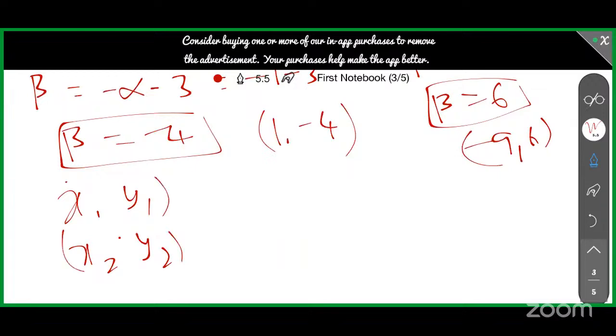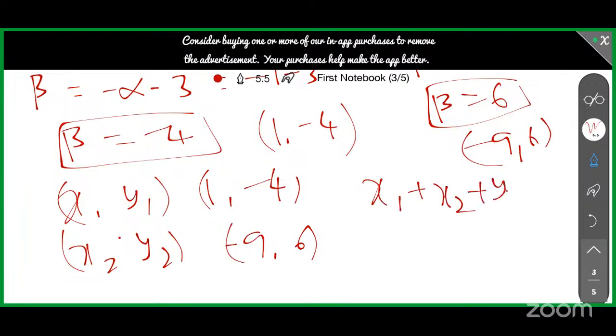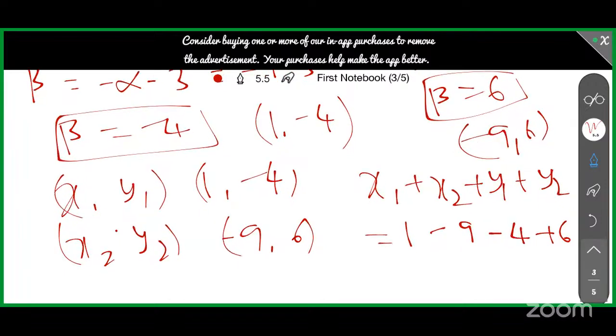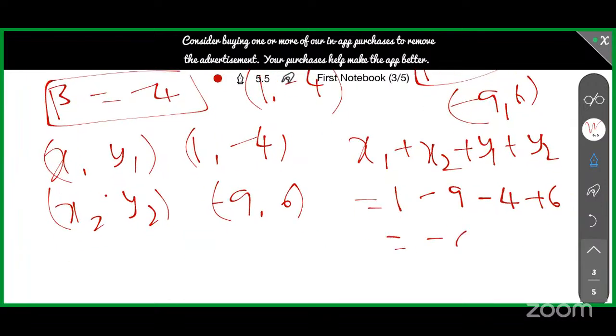My x1 y1 is 1 comma minus 4. My x2 y2 is minus 9 comma plus 6. Now what I have to find out? I have to find out x1 plus x2 plus y1 plus y2. This will be equal to 1 minus 9 minus 4 plus 6. That is minus 13 plus 7, which is equal to minus 6. Is it clear? Yes, sir. Okay. So I go for the next question.